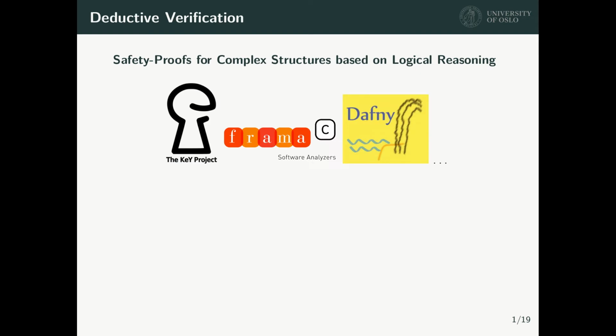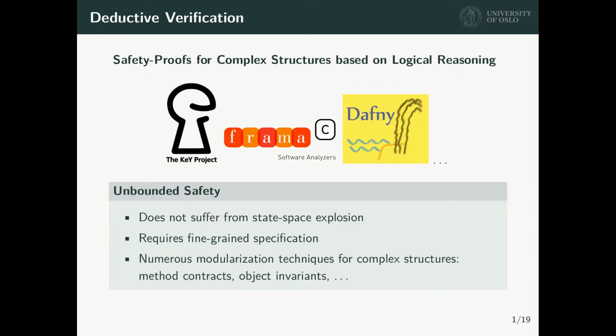This kind of verification has been done for quite big programming languages, for example for Java in the KeY project or the KeY tool, for a big subset of C in Frama-C, and for C# with the Dafny tool. And there are several advantages to deductive verification.